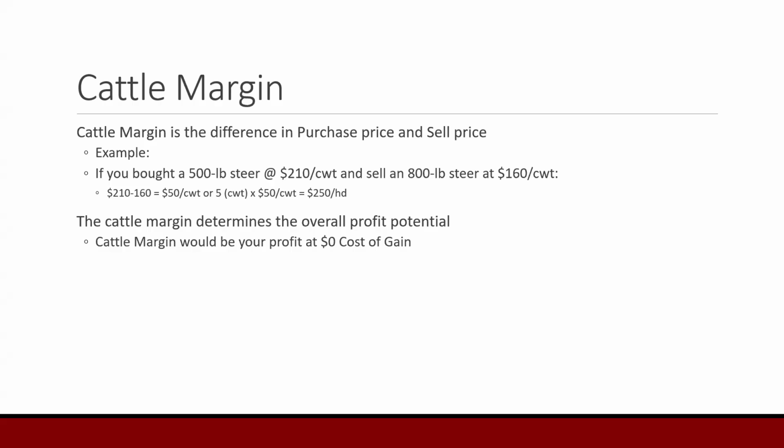Cattle margin relates to potential profit. Okay. So if my total operating costs is less than $250 per head, I've made money. That makes sense? These prices are unrealistic, as you guys saw from that auction market report.